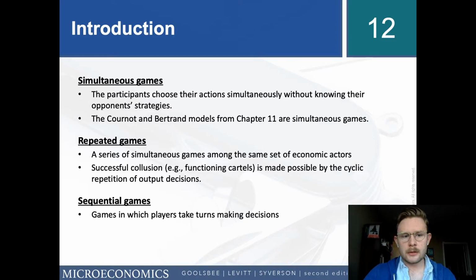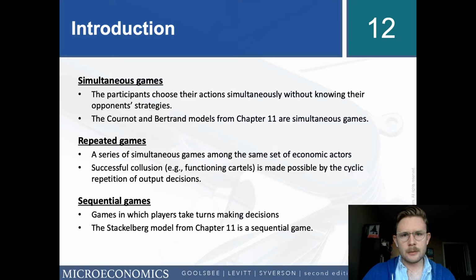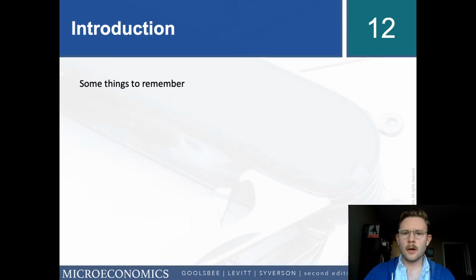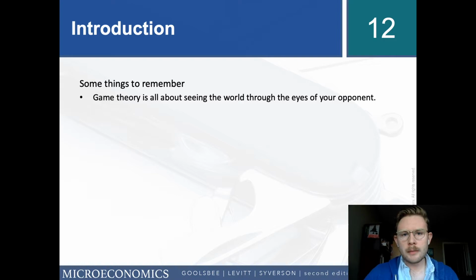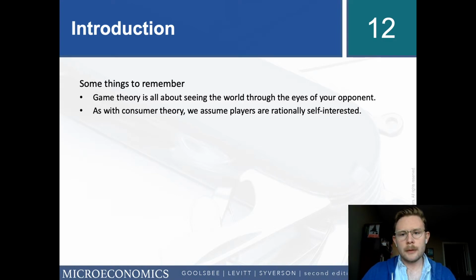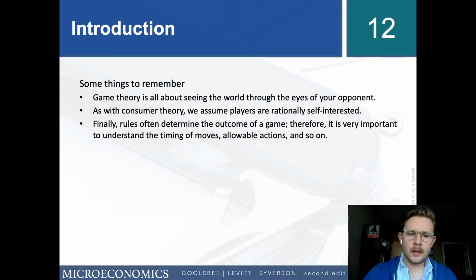And then finally, there's sequential games. These are games in which players take turns making decisions. The Stackelberg model from the last chapter is a sequential game. So some things to keep in mind. Game theory is always about seeing the world through the eyes of your opponent. As with consumer theory, we assume that players are rationally self-interested. And finally, the rules often determine the outcome of a game. So it's super important to understand the timing of moves, the actions that each player is allowed to take, and so on. The timing that I mentioned in the previous slide is a big part of this.